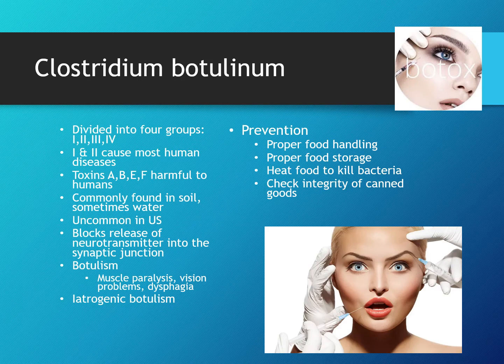Clostridium botulinum is an anaerobic bacteria, and it's divided into 4 basic groups, 1, 2, 3, and 4, based on the toxin that it produces. Strains of type 1 and 2 are the most common cause of human diseases, and toxins A, B, E, and F are the ones associated with human infections. Clostridium botulinum is found worldwide. It is found in the soil, and the outbreaks in the United States, thankfully, are uncommon and fairly rare.